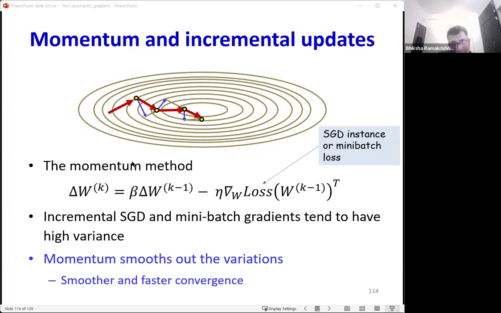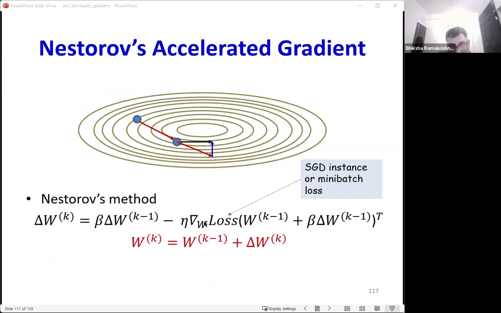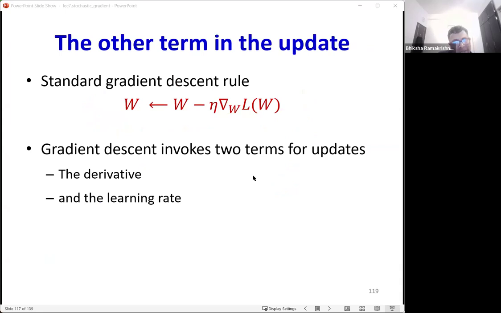Now, where does backpropagation figure? If you're using the momentum method, this gradient is computed using backprop, and this loss over here is the instance or mini batch loss. If you're using Nesterov's method, this gradient is computed using backprop, and this loss is the SGD or mini batch loss. That's all.